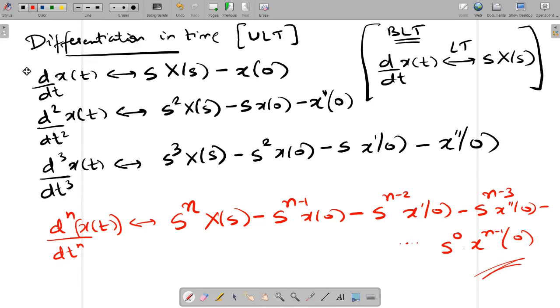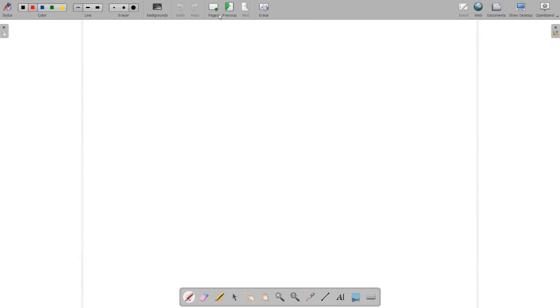Majorly for your university questions you will just have these three differentiations to take care of. This is for bilateral, which you have seen till now, and this is for unilateral. Keep this in mind. We'll do one sum and that should be enough. The sum for unilateral Laplace transform is going to be a big sum, so please have patience.